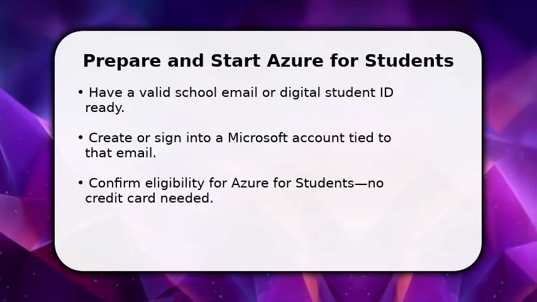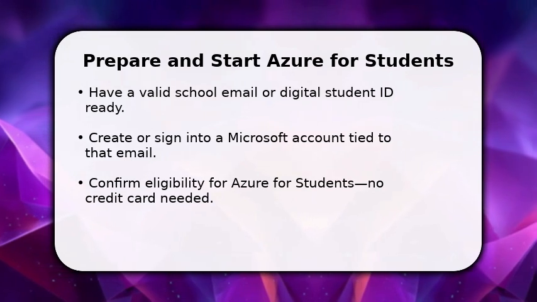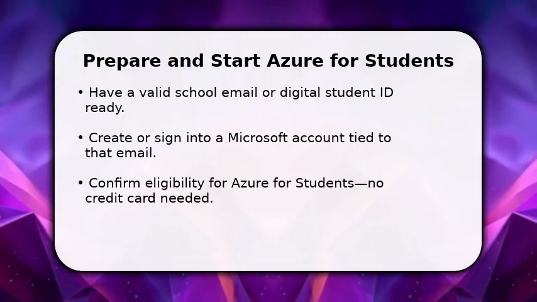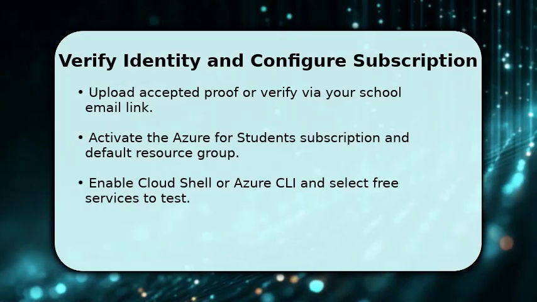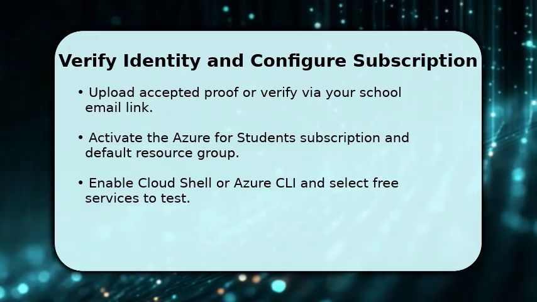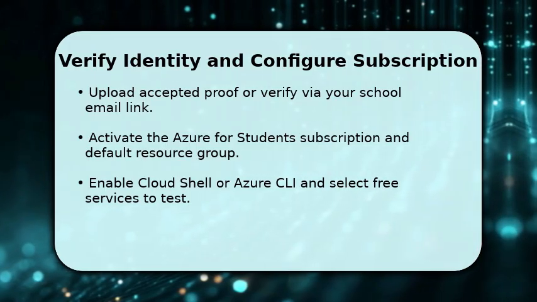Don't skip reading what documentation is accepted. Doing so saves time during verification and gets your free credits and services activated faster. After initiating the offer, complete identity verification by responding to the school email link or uploading the required student ID image. This confirms you without requiring a card.